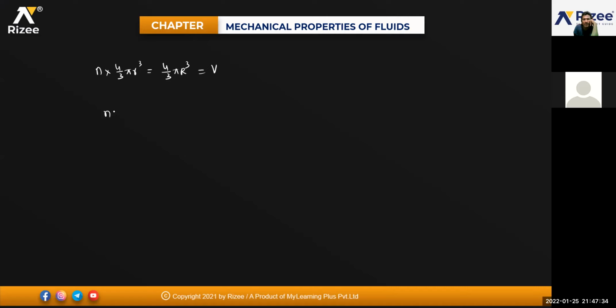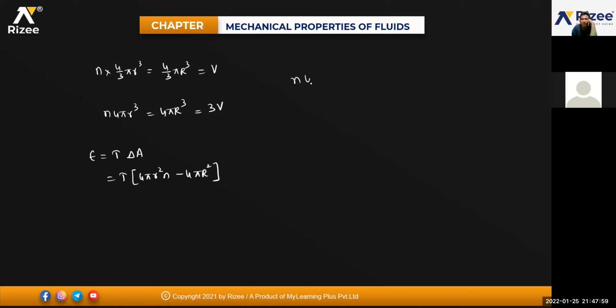That means I can write n into 4π r³ is equal to 4π R³, which is equal to 3 times V, isn't it? So when energy is being released, energy will be equal to surface tension into change in area. That is T into n times 4π r² minus 4π R².